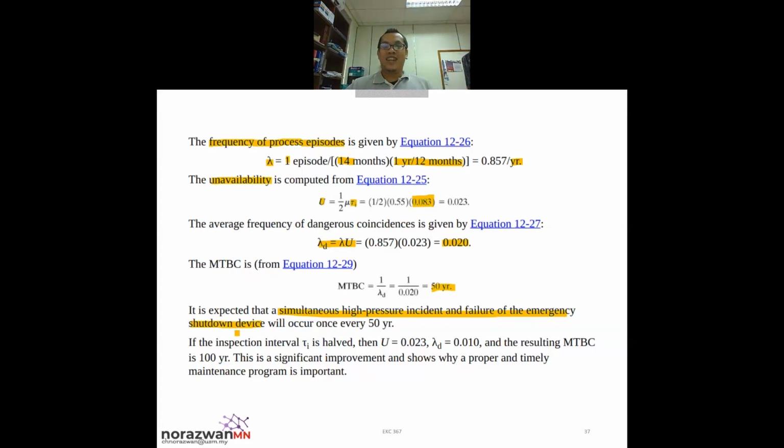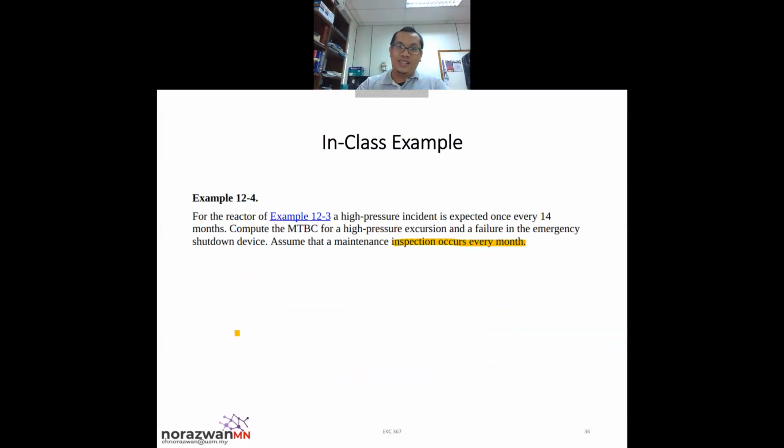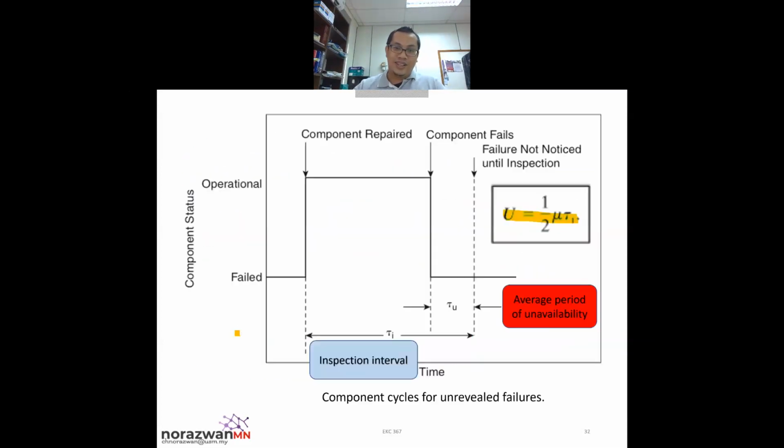Okay, I just want to ask about the tau I value. Tau I is here, the inspection interval. From the moment you repair your component, why do we start from here? This is when the component is repaired, because once you have repaired it, you know it is in good condition.